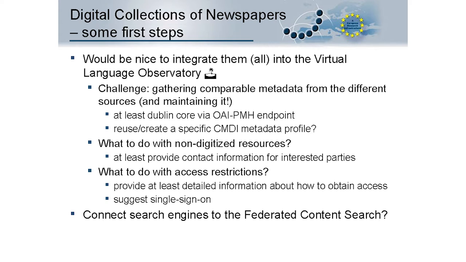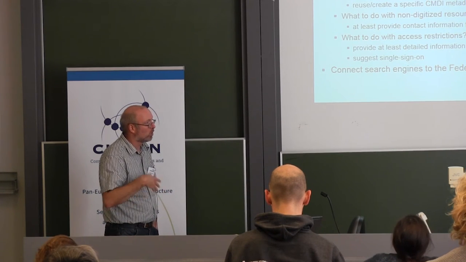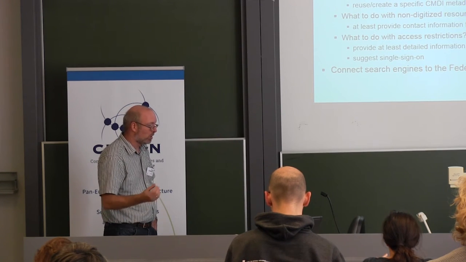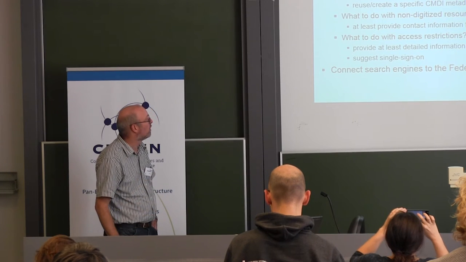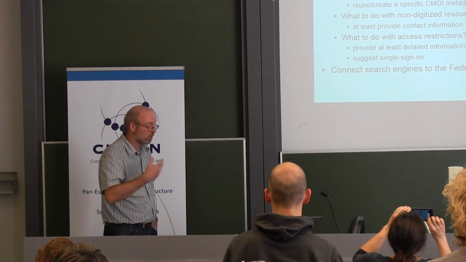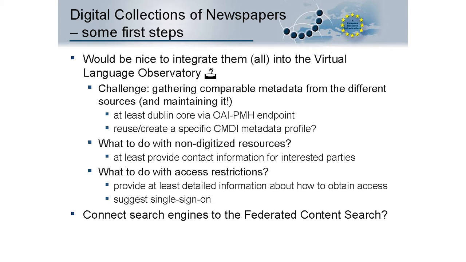If you have access restrictions, then the metadata should also contain information about how you can obtain access, why it is restricted, is it okay if you're just an academic, or do I really need to get personal access to the data? And for that, of course, it would be good if the single sign-on, the identity federation, is actually used by the archive that is hosting the data, because then the user can come in using his own credentials. And another way, even a step further, is if the newspaper collection already has a content search engine, it could potentially be integrated into the federated content search.